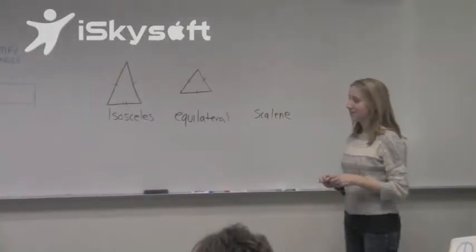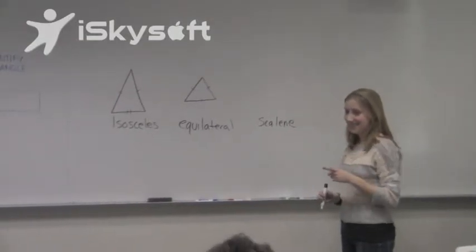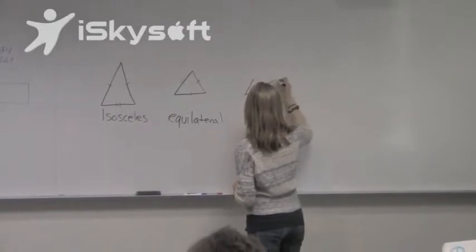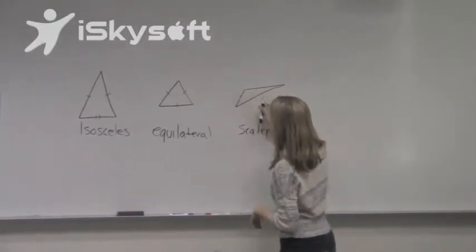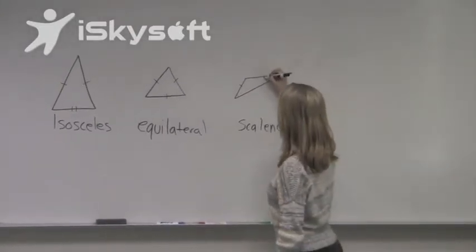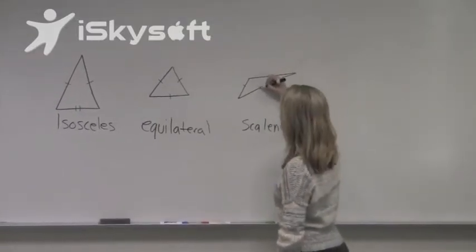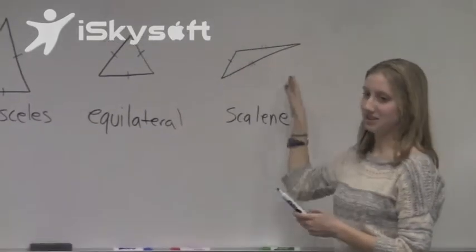Now, does anyone have any idea what a scalene triangle might look like? Are all the sides different? Yes, exactly. So an example of a scalene triangle might look something like this. So if this one has one, how many tick marks are we going to put on this long one here? Two. Exactly. And then this last one? 3. Perfect. Because since none of these lengths are the same, none of the sides are going to have the same amount of tick marks.